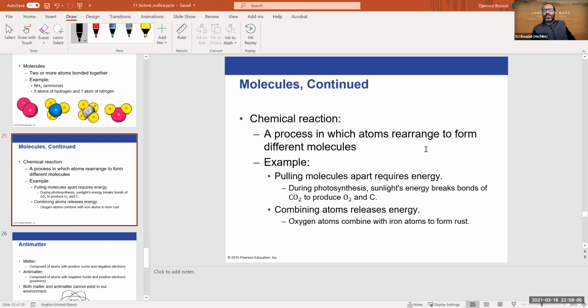A chemical reaction is a process in which atoms rearrange to form molecules. So basically, the bonding is broken between two different molecules and rearranged with another one, or added, or there was no bonding, now you have new bonding. Pulling molecules apart requires energy. During photosynthesis, sunlight energy breaks the bonds of CO2 to produce O2 and carbon, okay? So that is basically what chemical reactions are. Combining atoms releases energy. Oxygen atoms combine with iron atoms to form rust, okay? So this is a chemical reaction, actually.